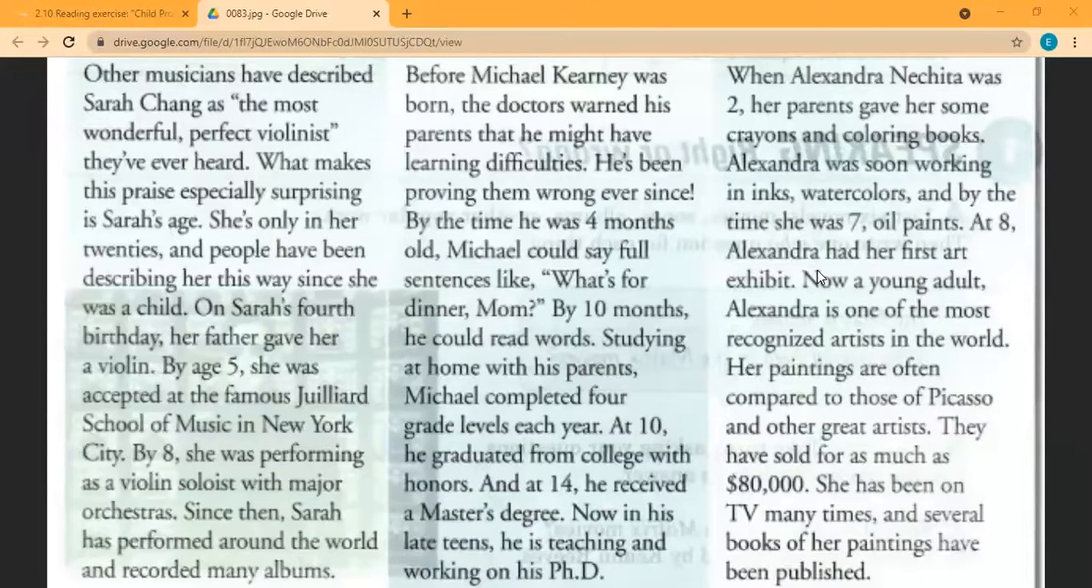The pronunciation of what it were the violin soloist. That's right, soloist.